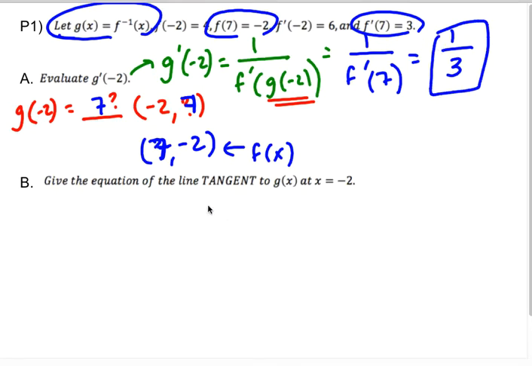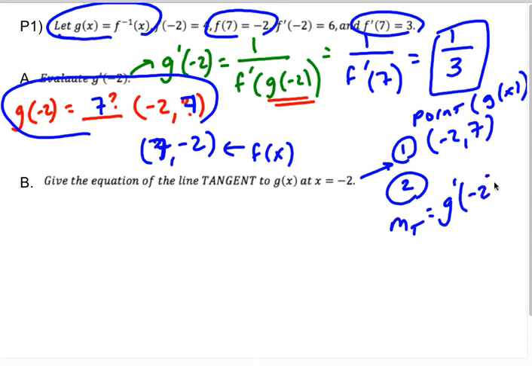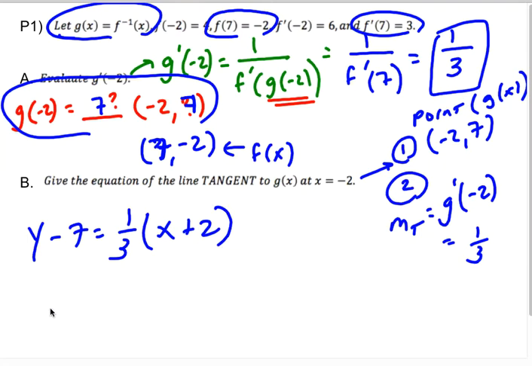So in part B, again, you're being asked to put together two pieces of information that you already have, right? So first we need a point. Well, we found that right here, we found that the point was -2 comma 7, right? That's my point for g of x. The second thing I'm going to need is that tangent slope, but that tangent slope should be g prime of -2, which we already found in part A to be 1/3. So you're just putting the pieces together. Y minus the y value equals that 1/3 in parentheses x plus 2. If you wanted to solve for y, you could add the 7 over. And that's it.